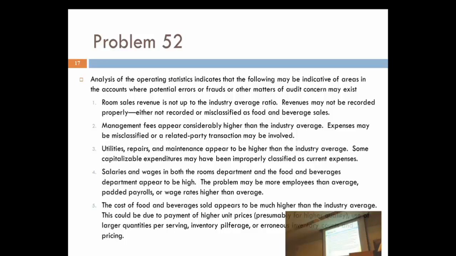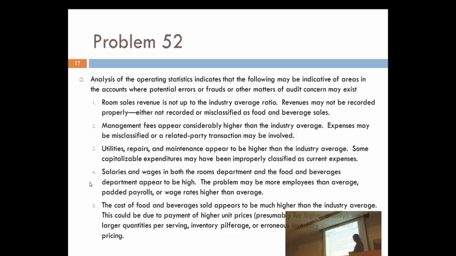The cost of food and beverages, again, higher than industry average. Again, could it be higher quality? It's just that they're buying higher quality food, as I talked about. Are they trying to change their direction, generate more revenues from food and beverages? So as a result, they've changed their product mix.